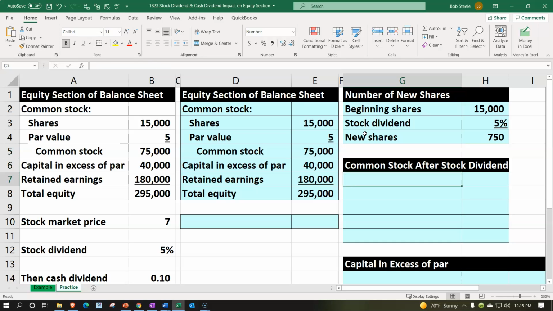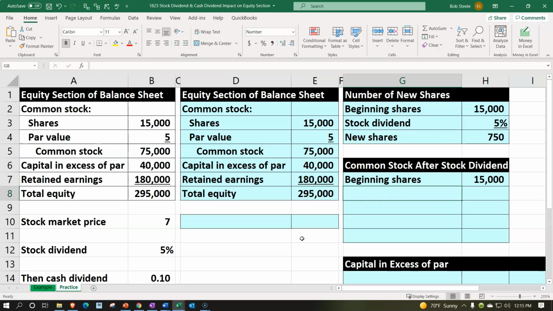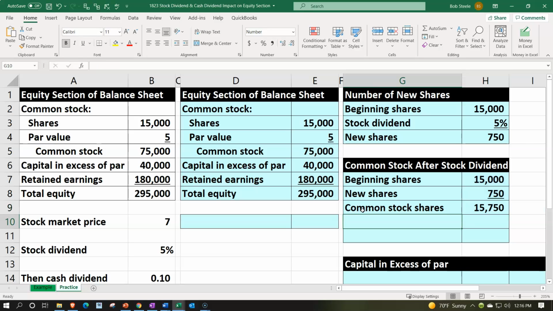Now let's think about what the common stock will be after the stock dividends. What's the total in the common stock after the stock dividends? So let's pick up our beginning shares again. Beginning shares were that 15,000. We're going to add the new shares to it. The new shares are 750 that are going out from the stock dividend. If we go to the font group and underline, that's going to give us our common stock shares outstanding after the stock dividends. Summing this up equals the SUM of 15,000 and the 750. That's going to give us our 15,750.